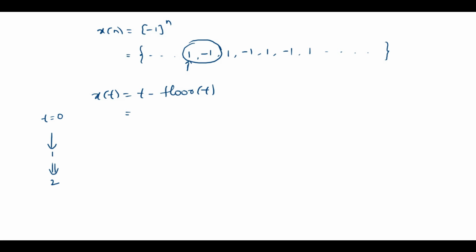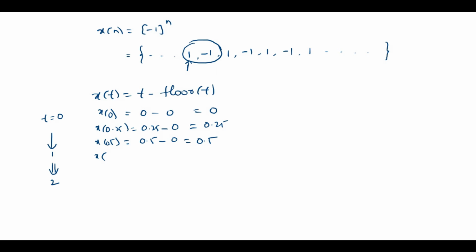Now x of 0 is simply 0 minus 0, so the value is 0. Let us take x of 0.25. So it is 0.25 minus floor of 0.25, which is 0 only, so its value is 0.25. Then x of 0.5 is 0.5 minus 0, so it is 0.5. Similarly, x of 0.99 is 0.99. When it reaches x of 1, it is 1 minus 1, which is 0.